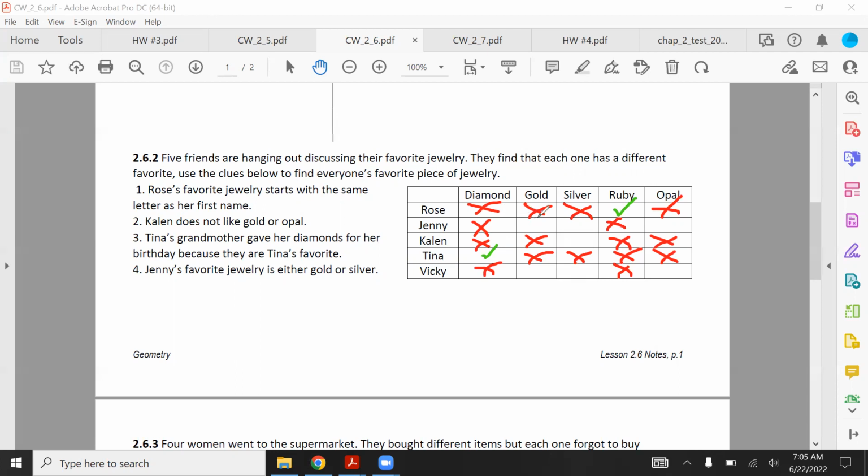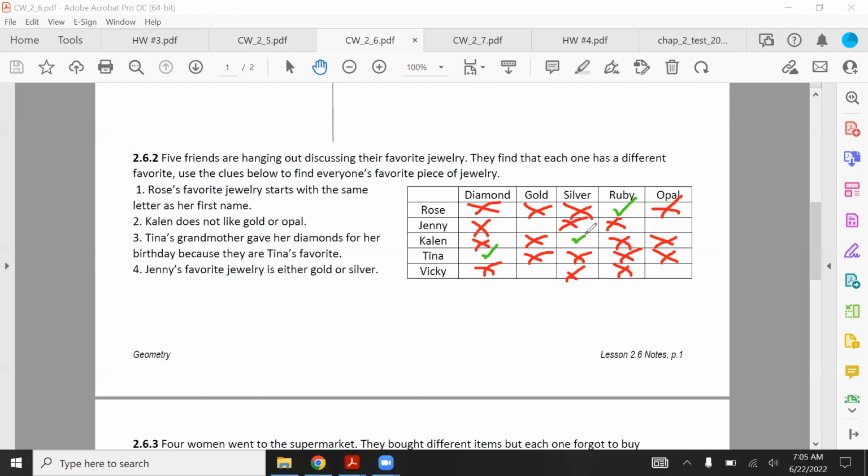Because, for example, the gold could belong to Jenny or Vicky. The silver could belong to Jenny, Kaylin, or actually, we've now narrowed down what Kaylin has to be. She's definitely silver. So see how nice this table is. So I can X out these here. So now it's down to just Jenny and Vicky.